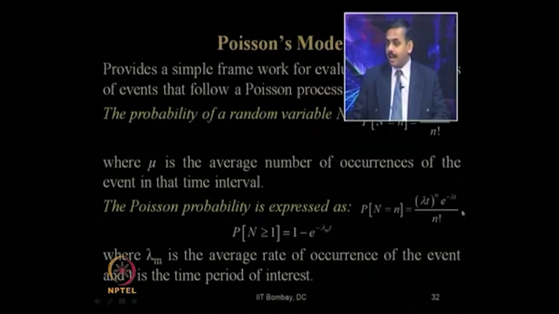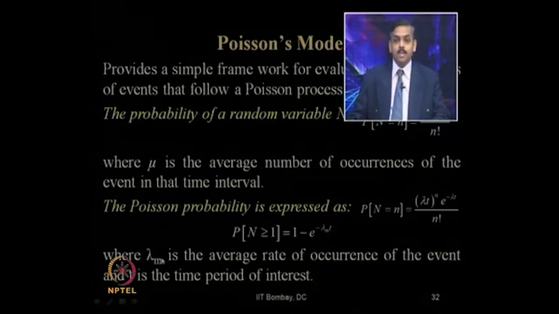Because in that case, you are providing n equals 0. So, 0 factorial becomes 1, and lambda t to the power 0 is nothing but 1. So, you are left with e to the power minus lambda t. Can you see that? That lambda t, we are now using that definition lambda m. In earthquake engineering we have already mentioned lambda m is nothing but the average rate of occurrence of the event, and t is the time period of our interest for which we are going to compute. Clear?